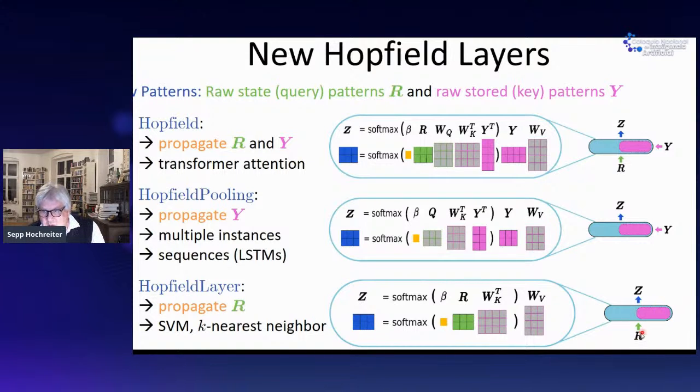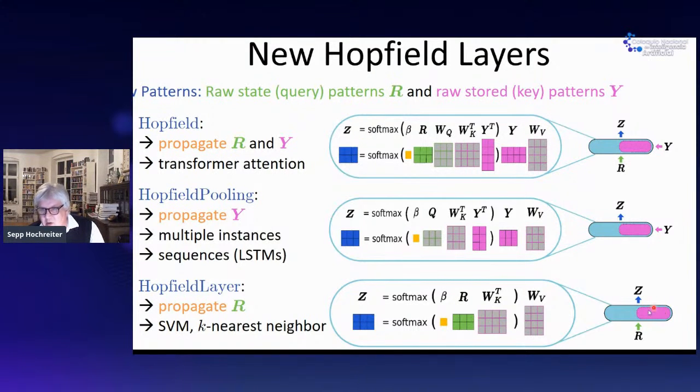There's another layer, the Hopfield layer. Here we propagate the queries. We store something here. This stored thing could be the training data, could also be learned patterns, fixed forever, so not changed. Or these patterns might be parameters which are learned. And now we learn to do queries on these fixed patterns and use the result of the queries in the next layer to do new queries. And here we can realize something like support vector machines, where support vectors would be stored here.